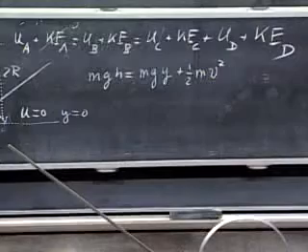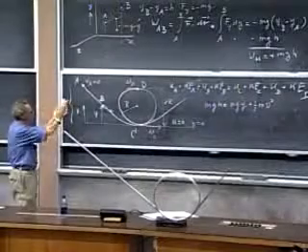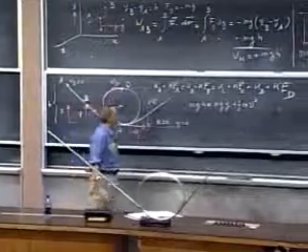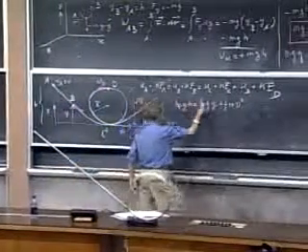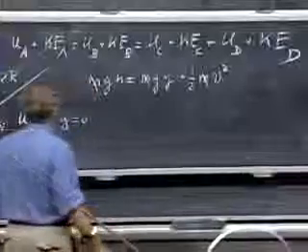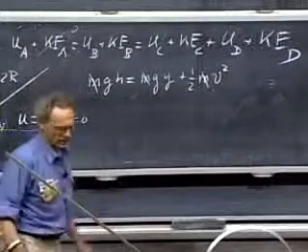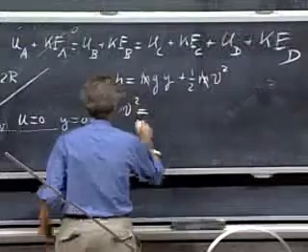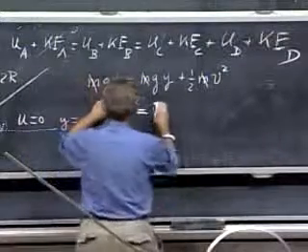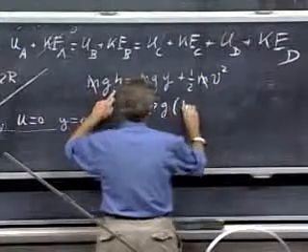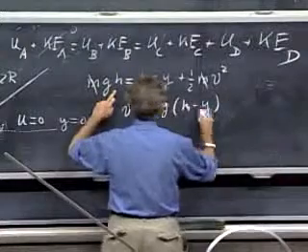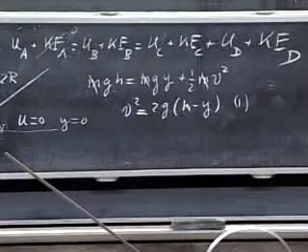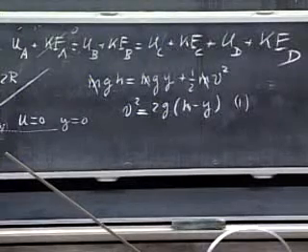This should hold for every point that I have here. It should hold for A, for B, for C, for D, for any point. I lose my m. And so you find here, let me summarize it, that v squared equals 2g times h minus y. So this should hold for all these points. Therefore, it should also hold for point D.